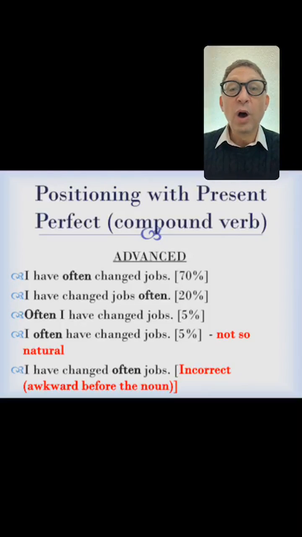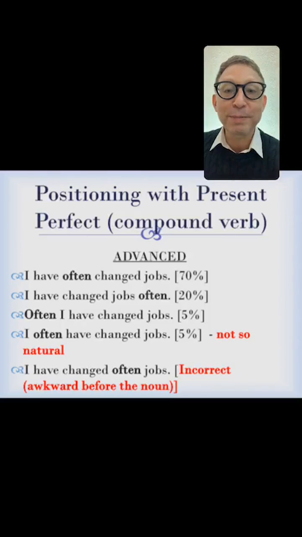So the positioning will depend on whether it's a compound verb. Interestingly, I said that you can't say I often have changed jobs, but you can say I often change jobs. Often change is fine, but when you add the extra present perfect with have, it doesn't sound well in English. So I have often changed jobs, but if you drop it and just have the present simple, I often change jobs. Great question. So it depends, not always. Good question.